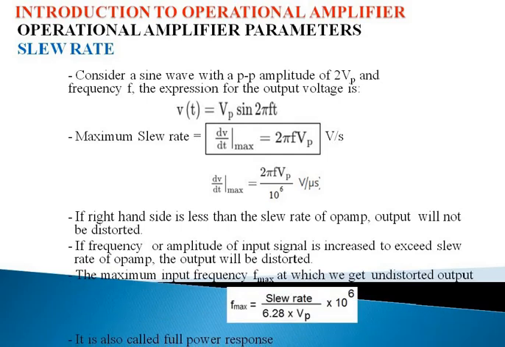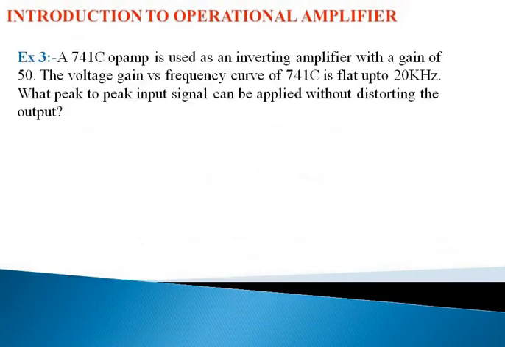The maximum input frequency f max at which we get distorted output is slew rate by 6.28 into Vp into 10 raised to 6. It is also called full power response. So if it is below this frequency, it will not get distorted, and above this, the maximum input frequency at which we get distorted output can be calculated using this equation.